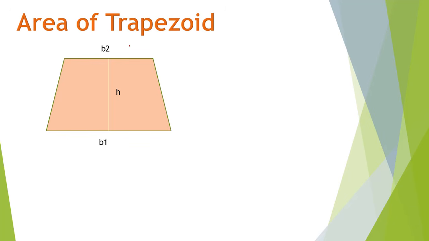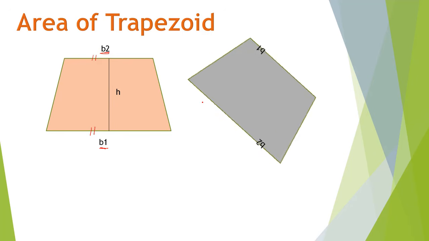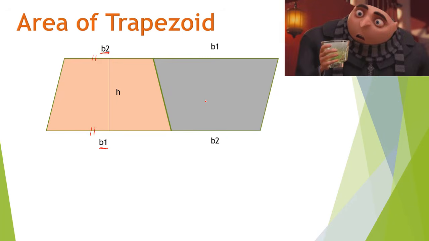Area of a trapezoid. The parallel sides of a trapezoid are called bases. This side has a length b1 and the upper side has a length b2 and height is h. Now there is another interesting story. Let's have another identical trapezoid, rotate it and join it with this trapezoid. Voila! Two trapezoids join to become a parallelogram.